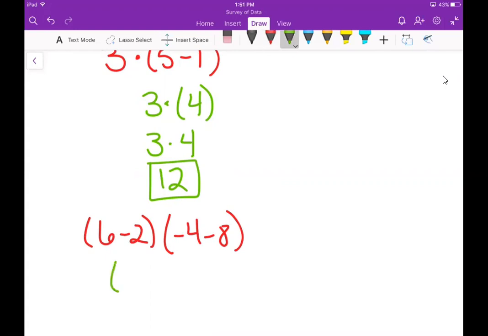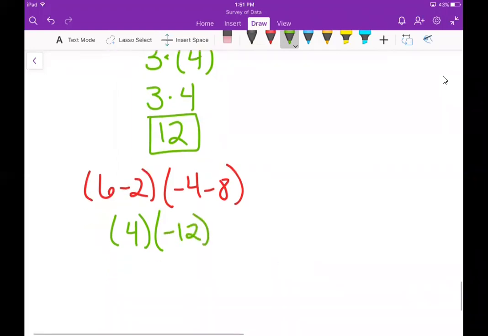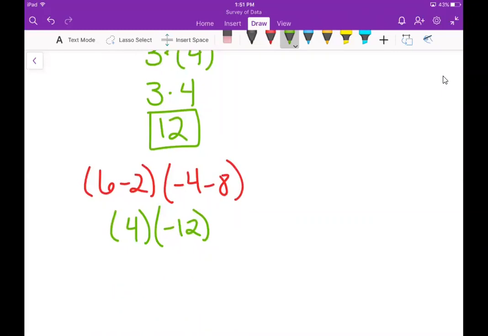6 minus 2 is 4. -4 minus 8. This is a good test. What do you get when you take -4 minus 8? You should have gotten -12. So we have 4 times -12. Those parentheses are showing us multiplication right now. And 4 times -12 is our last operation, and we get -48.